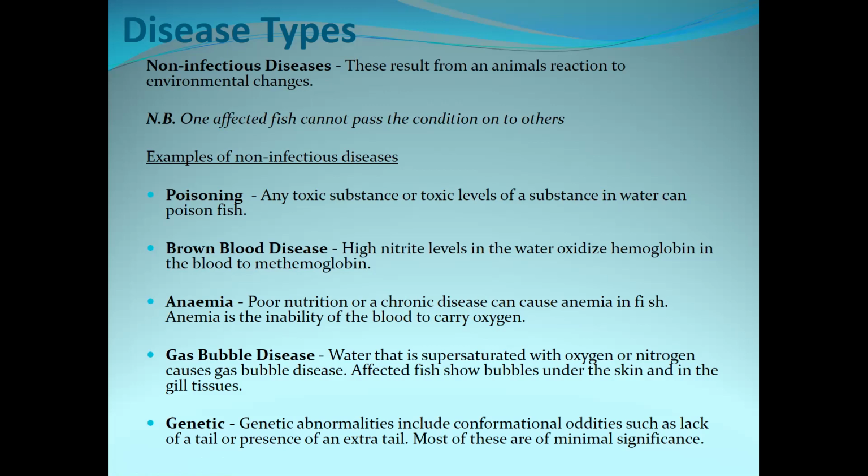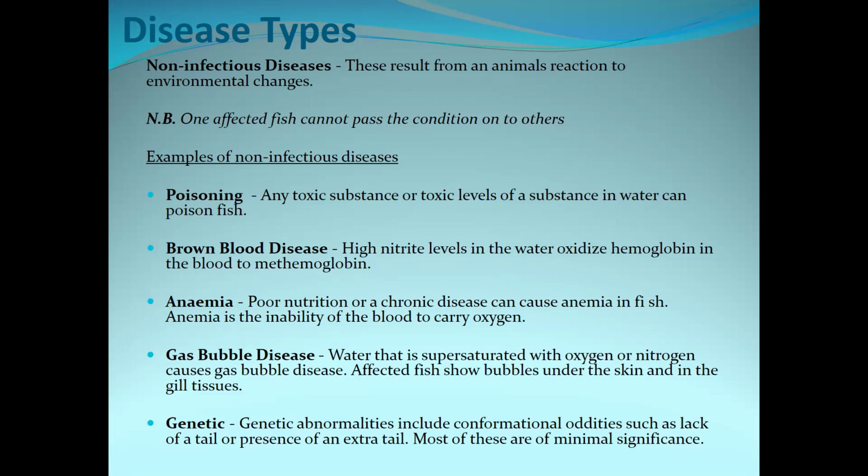Anemia. Poor nutrition or chronic disease can cause anemia in fish. Anemia is the inability of blood to carry oxygen. Gas bubble disease. Basically, affected fish show bubbles under the skin, under the gill tissues, etc. This occurs when the water is saturated or supersaturated with gas. The gas can actually go under the skin, under the scales of the fish, and cause these bubbles there, right? And that is called gas bubble disease.